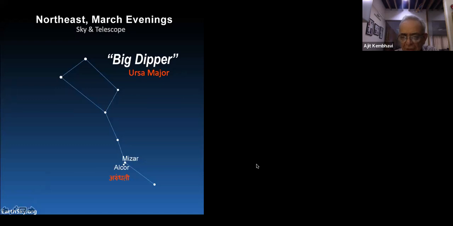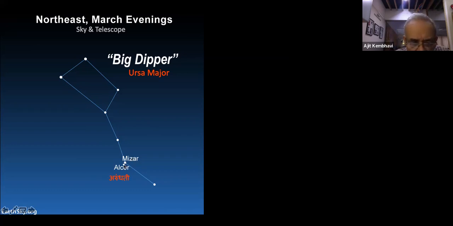And here's a nice slide I made using pictures, of course, from Sky and Telescope. So all of you would have seen this thing which is known as the Big Dipper, Ursa Major in Sanskrit, and in the Indian languages you call it Saptarshi. And so there's this star here, which is known as Bizarre, which all of you would have seen.